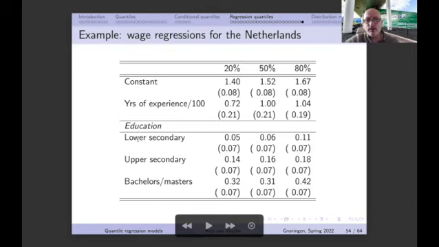Then we could also look at education. Here we have three different levels of education: lower secondary, upper secondary, and a bachelor's or master's degree. Very rough, of course, but first of all, we do see that there is a return to education. Not that sure whether it's so large. For bachelor and master, we see that it's about 30% higher than if you do not have a lower secondary education.